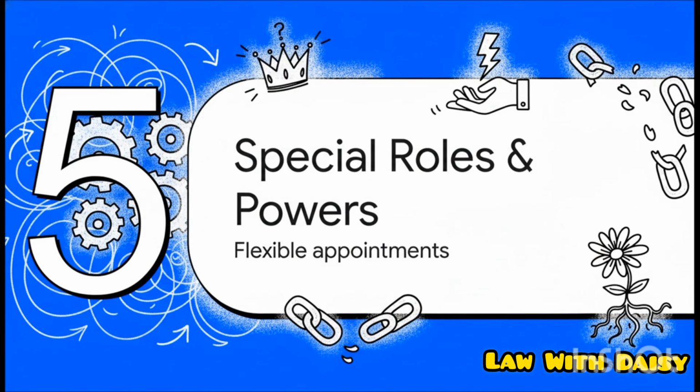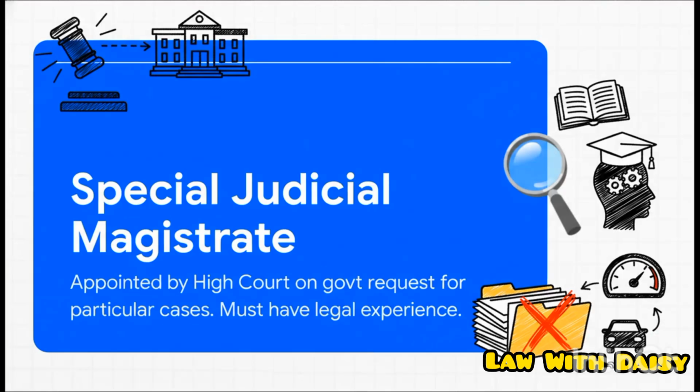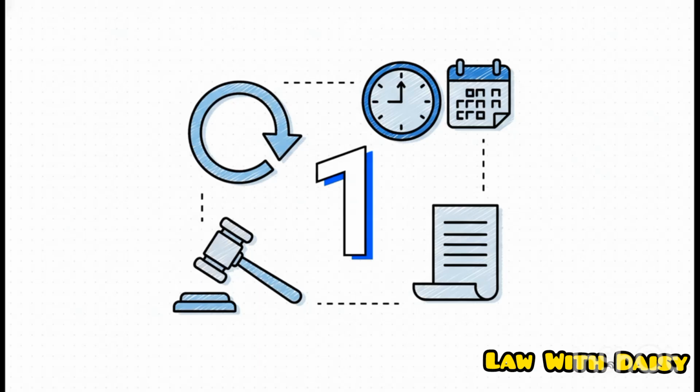Now, this whole structure isn't completely rigid. It's actually got some built-in flexibility. On both sides of the aisle, there's a way to create special, temporary roles when a unique situation pops up. So on the judicial side, let's say there's a huge backlog of a certain type of case, like traffic violations. Well, the High Court can bring in a special judicial magistrate, usually someone with specific legal expertise, to focus just on that particular problem. And this isn't a permanent gig. The law is very clear. These appointments can only last for 1 year at a time. It really emphasizes that these are special measures for special situations.